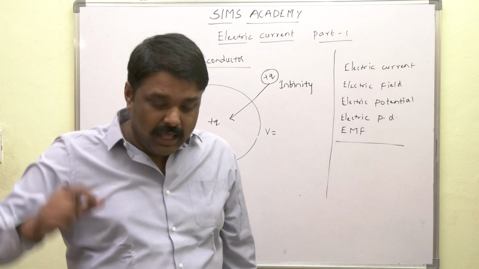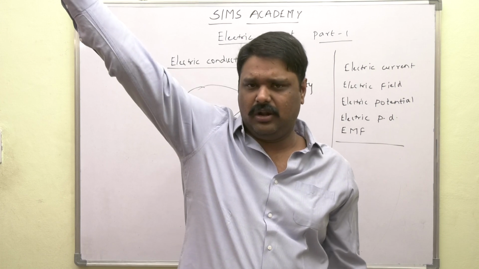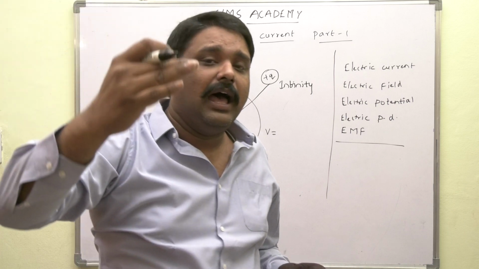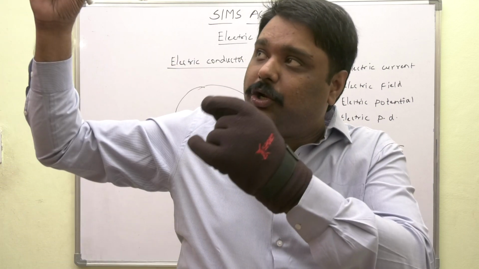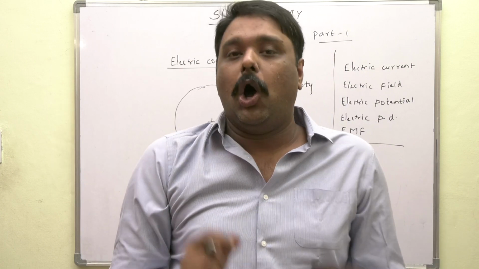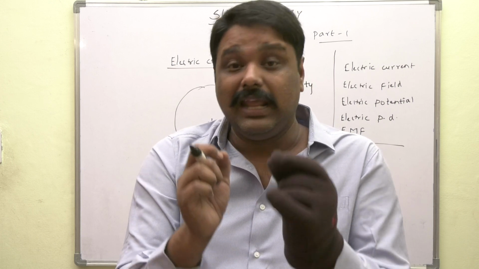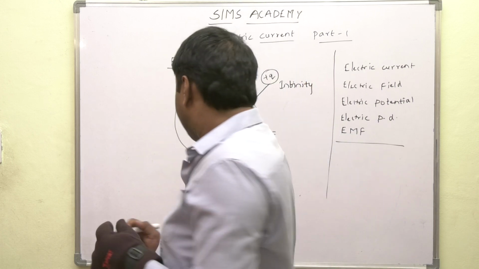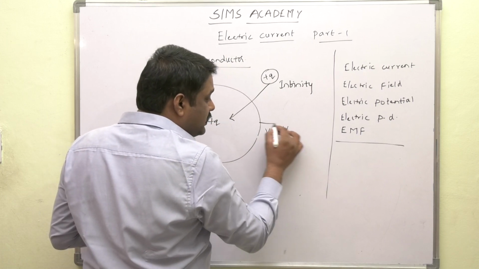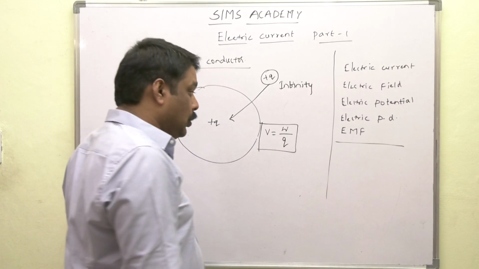That means somewhere outside at infinity, not inside the electric field, a charge is present. I would like to bring that charge from infinity to a point in an electric field. How much is the work done on that charge? We say it as electric potential. Hence, we define electric potential as the work done on charge, V equals W by Q.